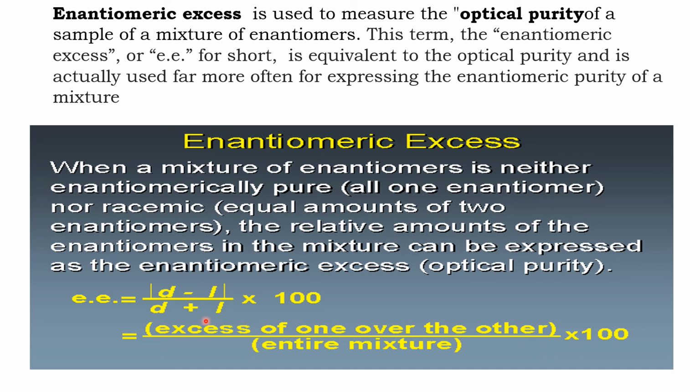You got it? If 500 of levorotatory and 100 of dextrorotatory, what happens? 500 minus 100, that is 400, divided by 500 into 100 will give you the enantiomeric excess. Take down.